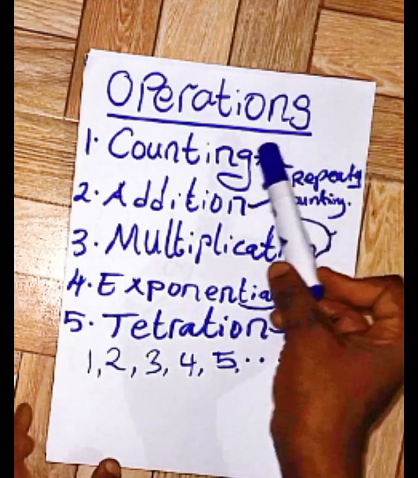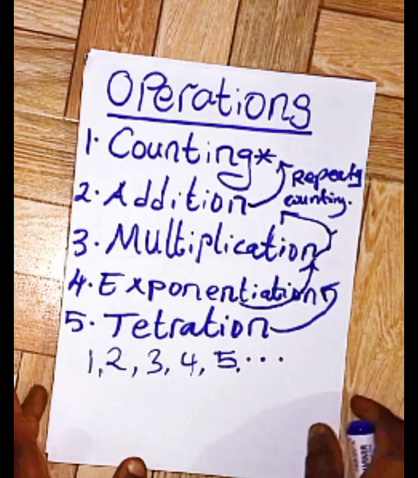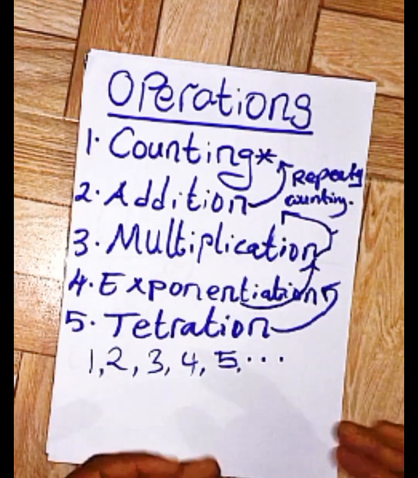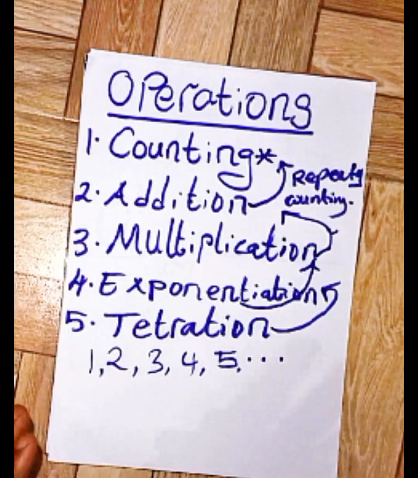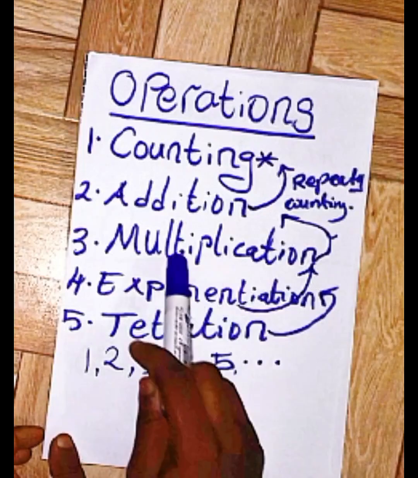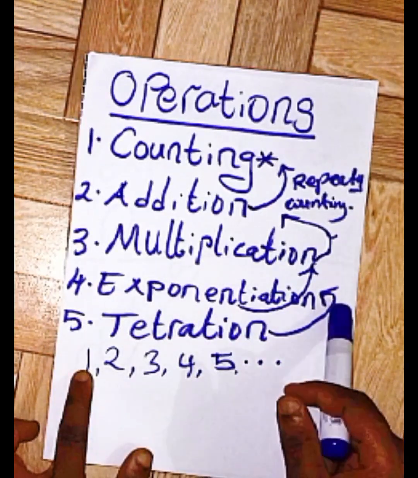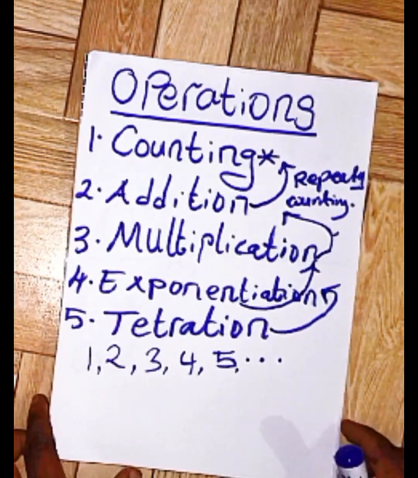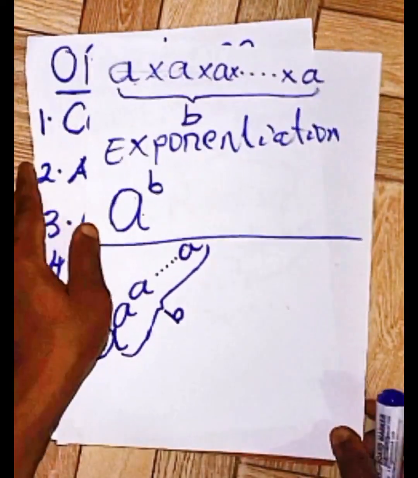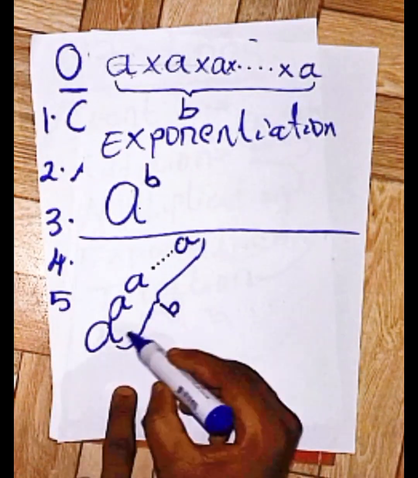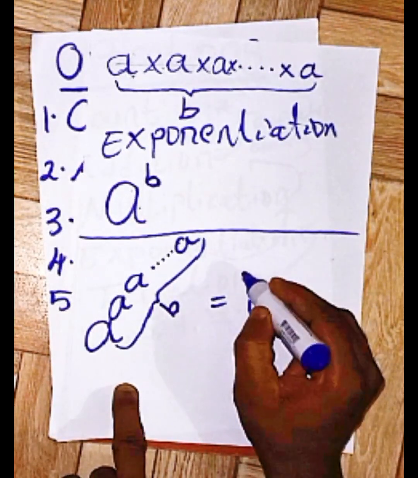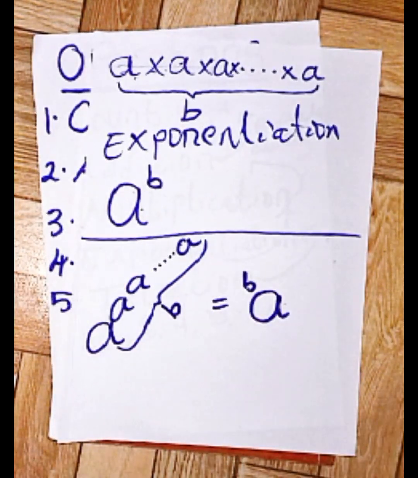The inverse of counting, I don't think there is a term for that, but the inverse of counting will be uncounting. Let's say you are counting 1, 2, 3, then you can start from 3 to 1 by removing 1, 1, 1. So the inverse of counting is uncounting. The inverse of addition is subtraction, the inverse of multiplication is division, the inverse of exponentiation is the logarithm, and the inverse of tetration is the super root. But let's now talk about tetration. Tetration now tells us that if you have a power tower like this, what you need to do is write the base and write the b as a left superscript.